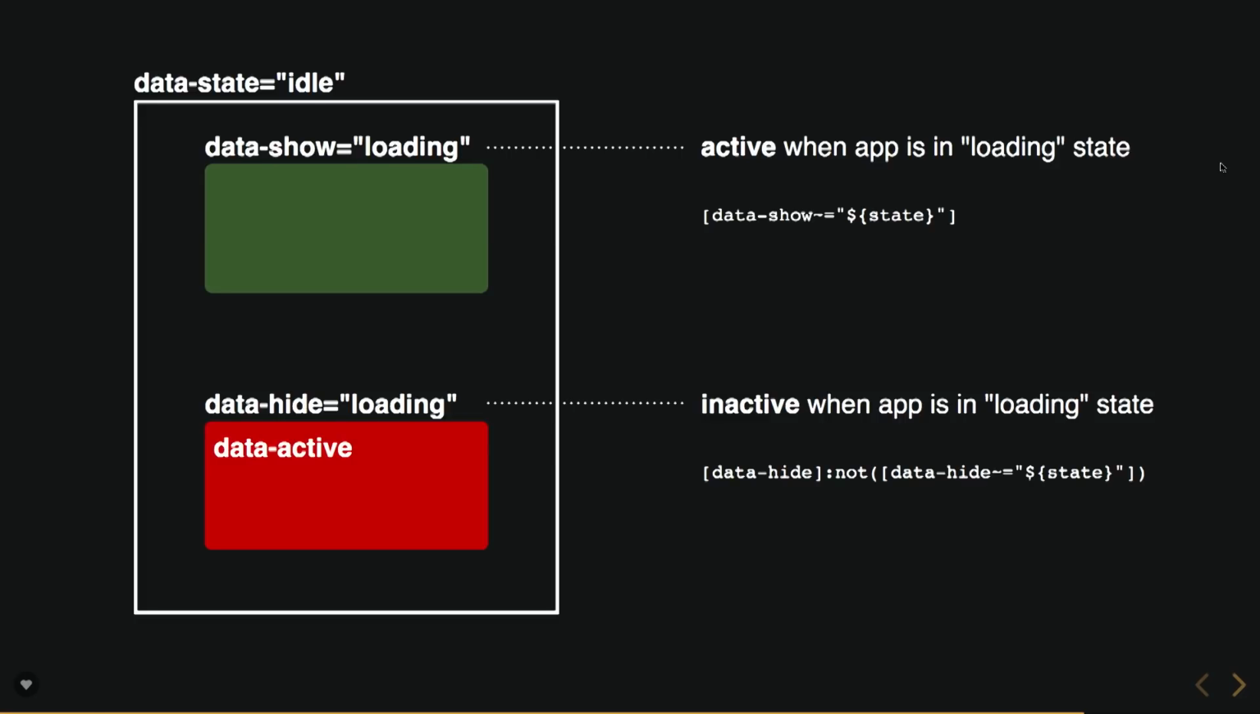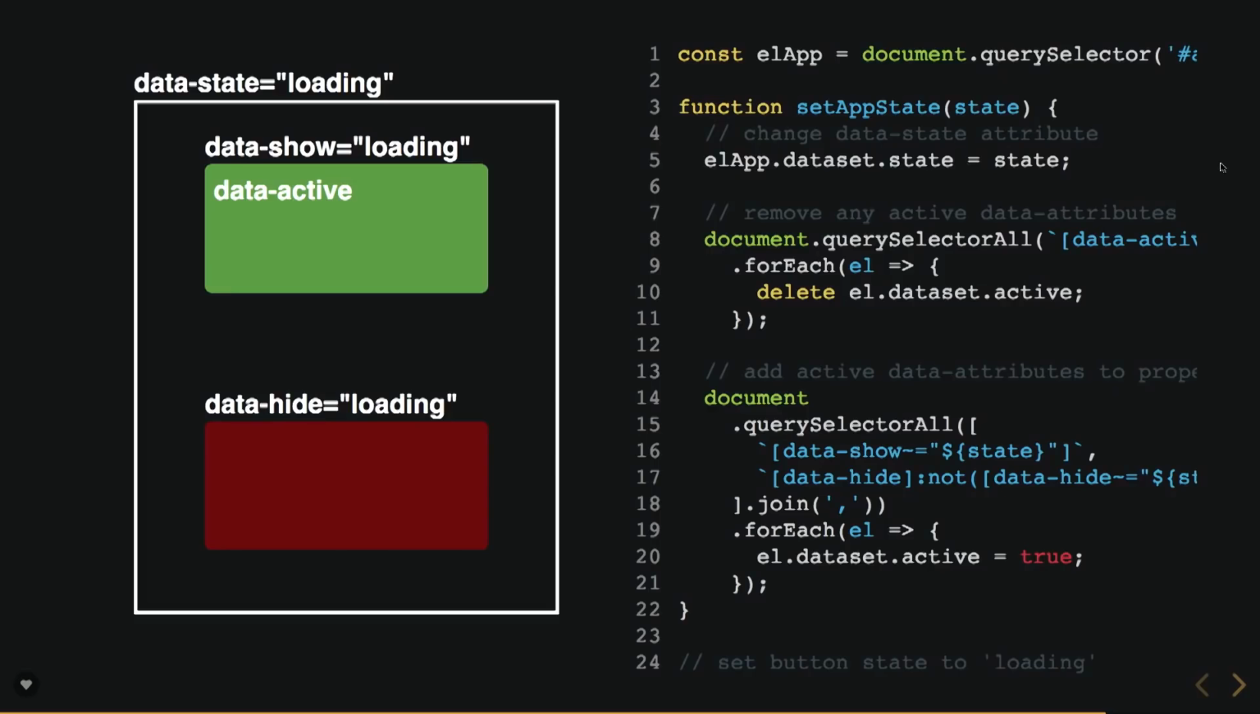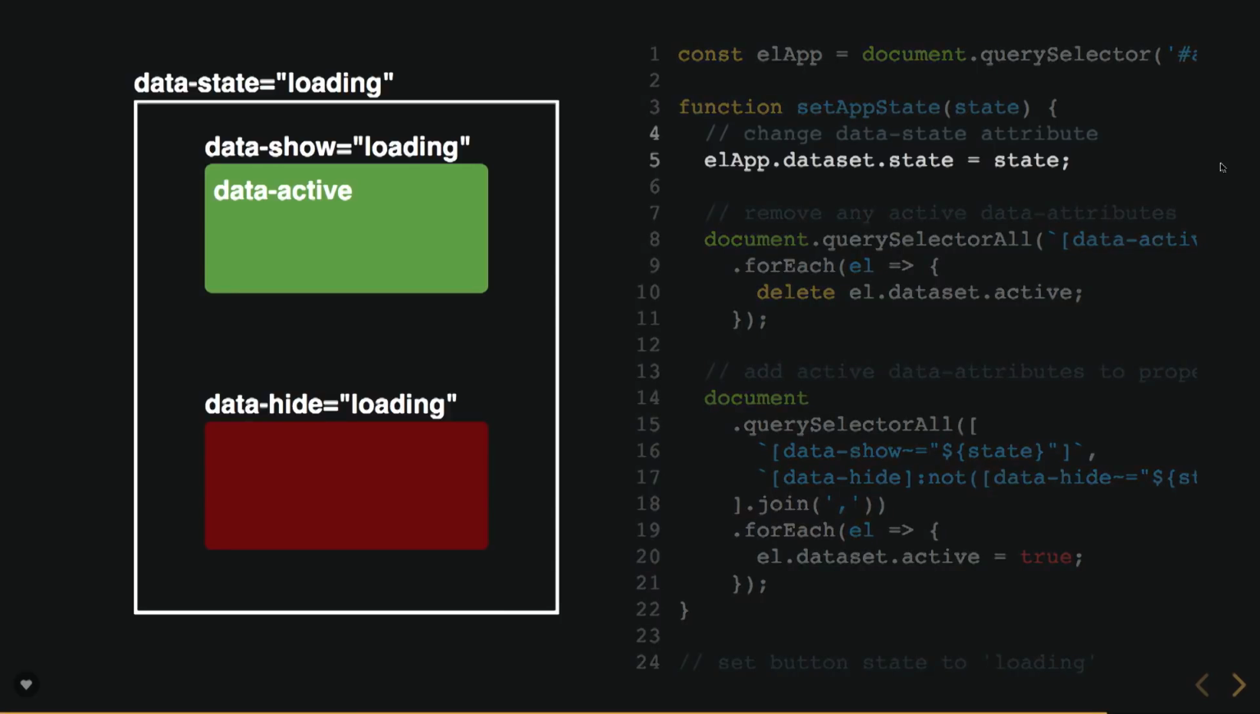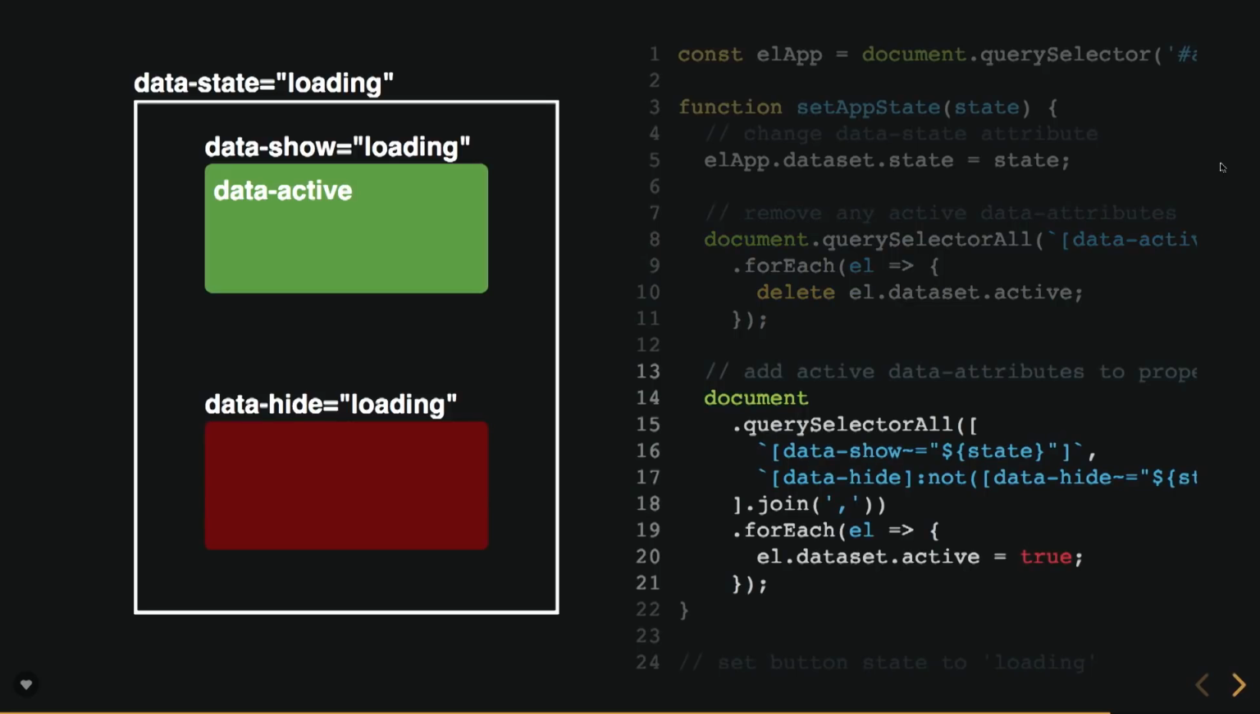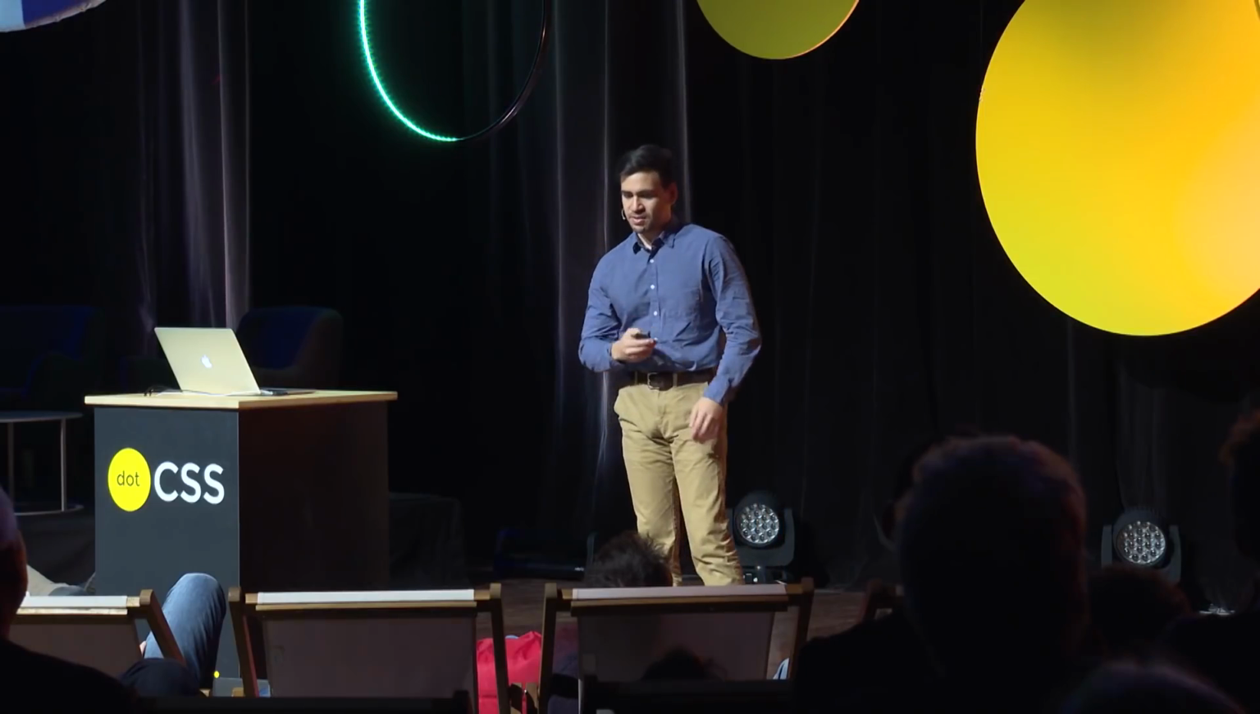And then we have data-hide-loading, which means the opposite: hide this element when we're in the loading state. And so what we could do is add a little bit of JavaScript, and that JavaScript can help us determine which one of these should be active. This is just a three-step process. First of all, we set the data-state attribute on the application to what state we're in, and then we remove all of the data-active attributes just so that we have a nice clean slate. And then we determine which one of the elements should be showing or hiding, basically which one of the elements should have that data-active attribute.